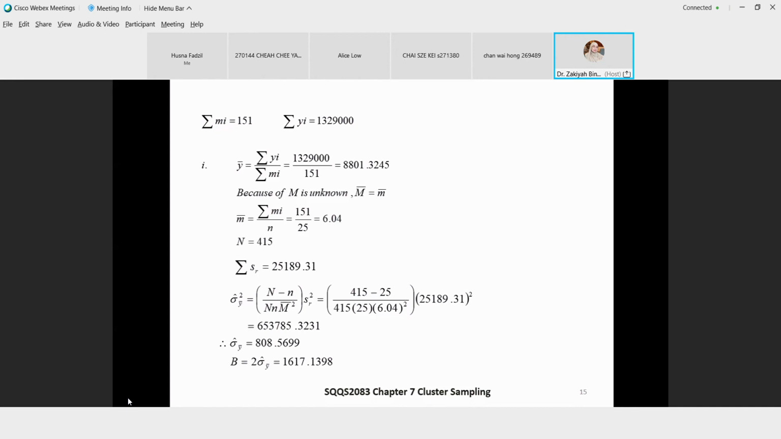Okay, so now I have an Excel file plugged in on this. All right, so the bound of error in this case, 1617.13. Okay, guys.